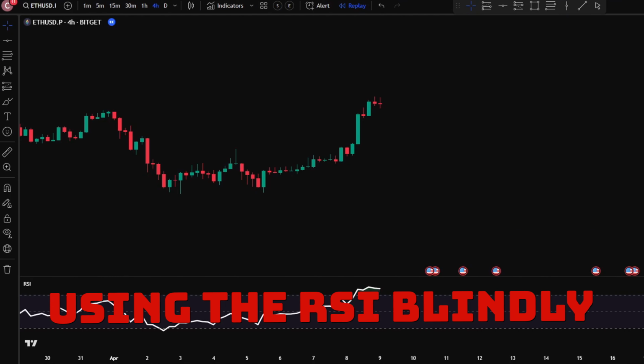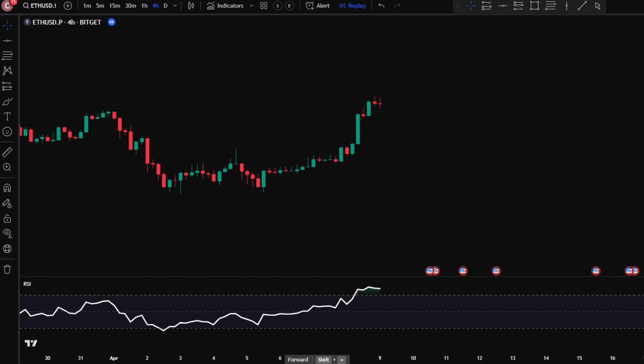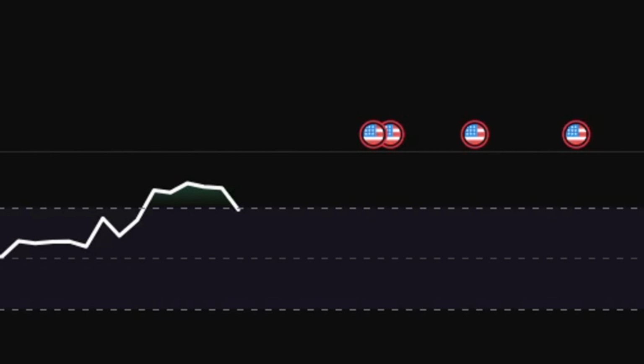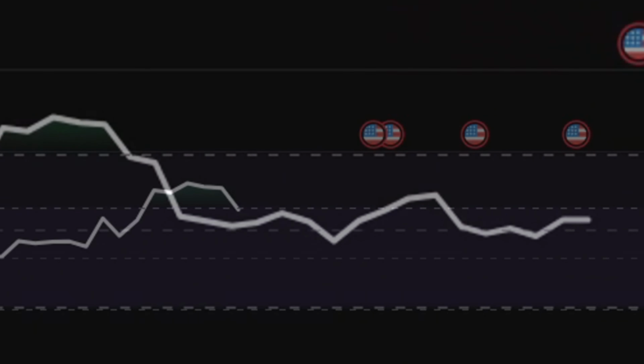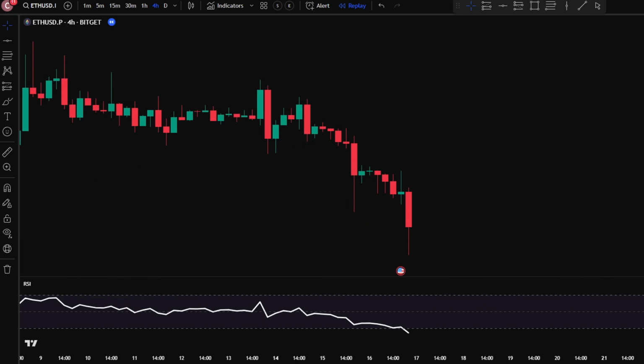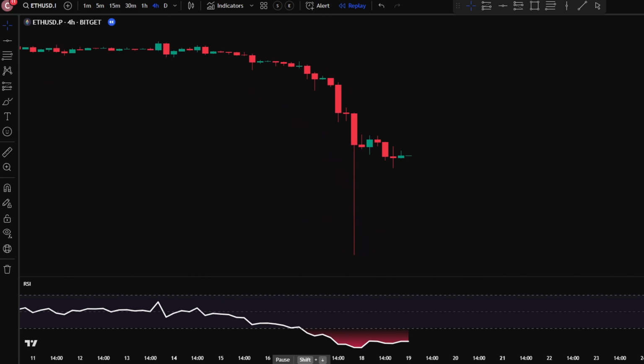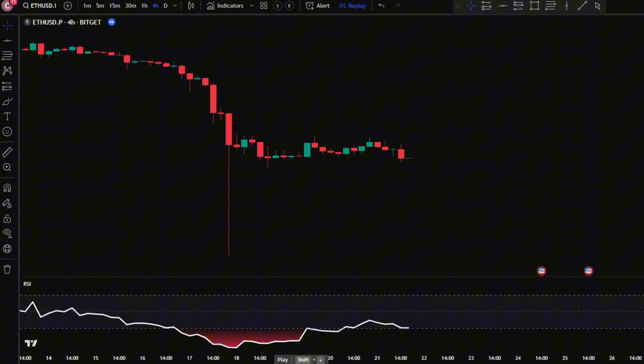The first mistake is using the RSI blindly. That means if the RSI is overbought, they sell immediately. But that's not good. We want to wait until we, for example, re-enter the normal range from the overbought zone. This indicates a potential reversal, because there is always the possibility that we enter the overbought or oversold area, in this case the oversold area, and the RSI never returns to the normal range, but instead the trend continues. Just because the RSI is oversold doesn't mean it can't drop even further.